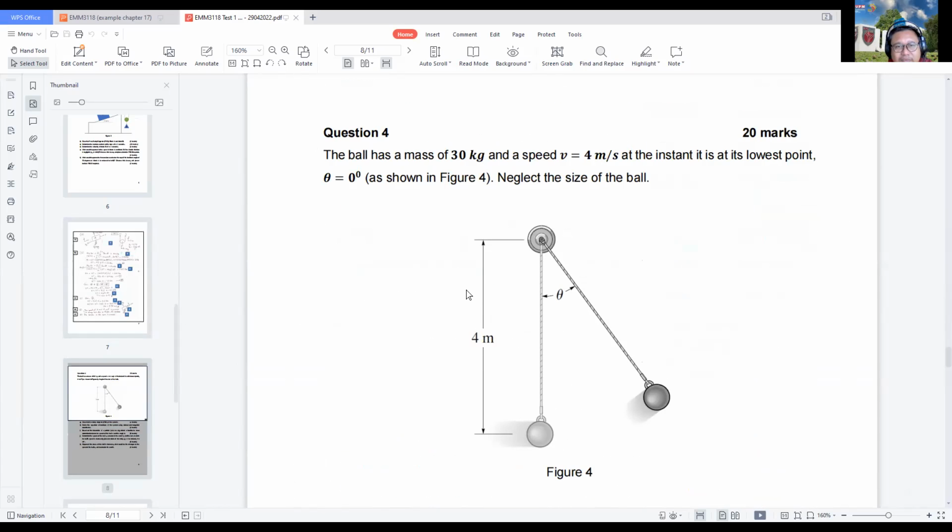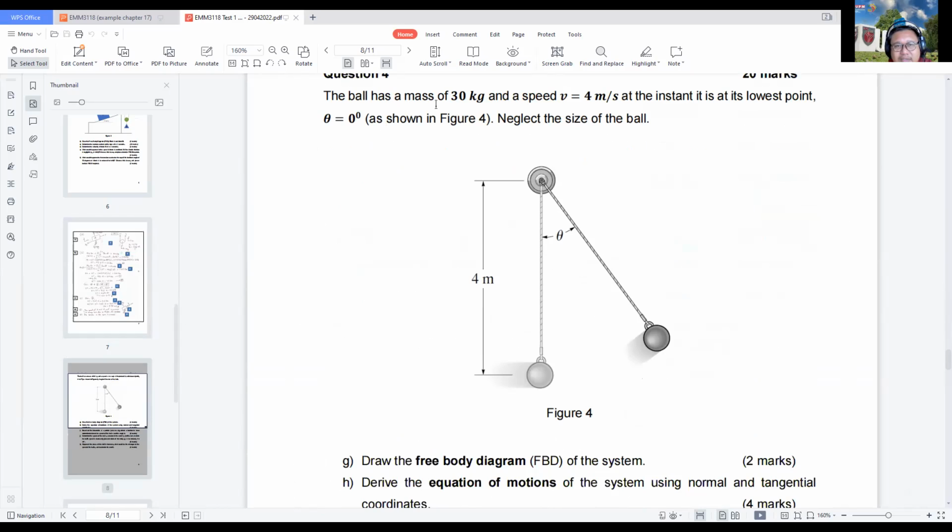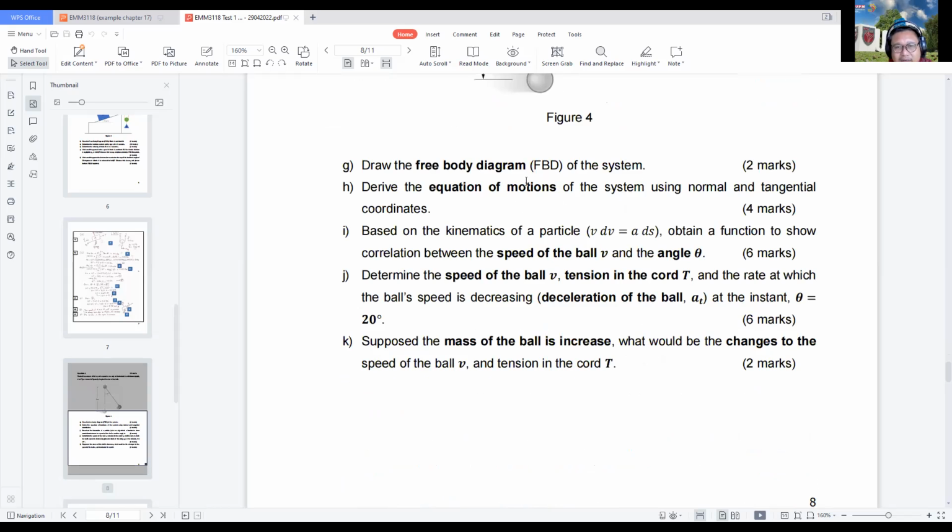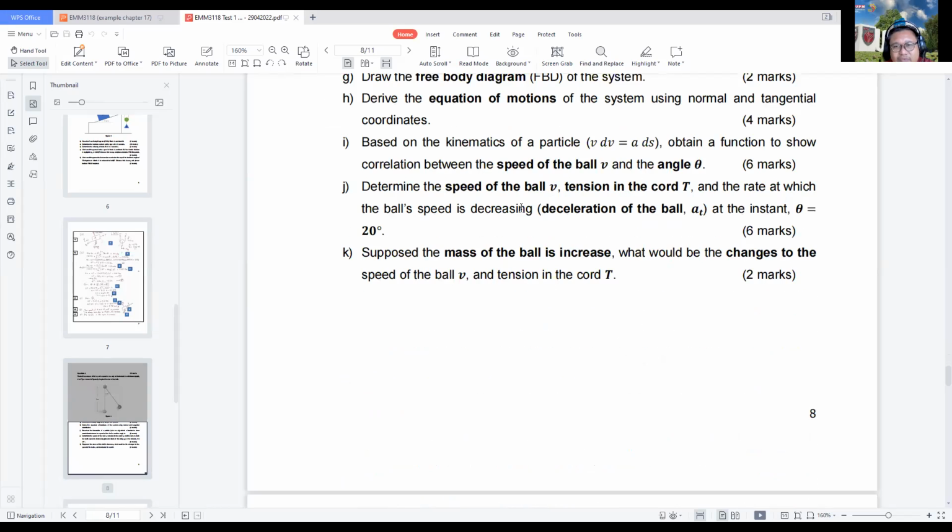Okay, for question number 4, we have a ball that has a mass of 30 kg, and the speed is 4 meters per second at this instant, as it is at its lowest point when theta equals 0. So when the ball is here, speed is 4 meters per second. And in this case, we neglect the size of the ball, so there are no aerodynamic things involved in this problem.